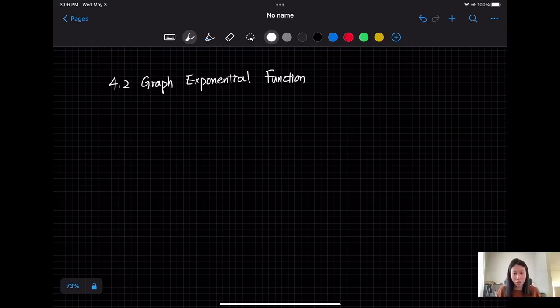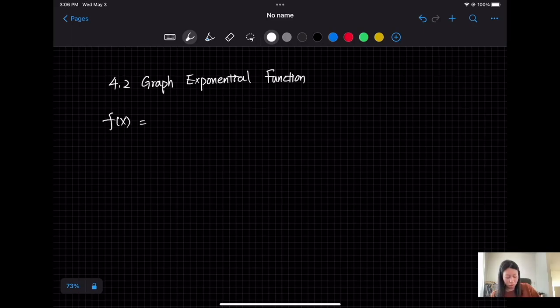So in this video, we're going to graph exponential functions. To get a sense for the behavior of an exponential function, let's look into a function f(x) equals 2 to the x. What does this function look like?